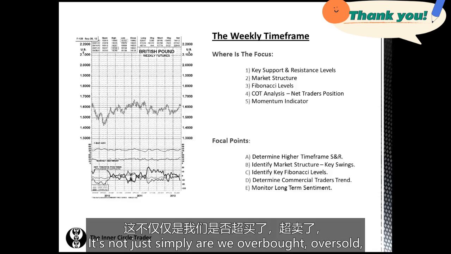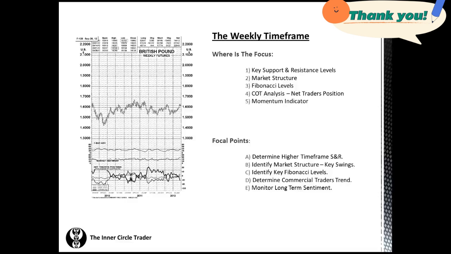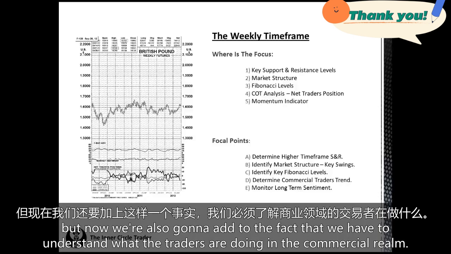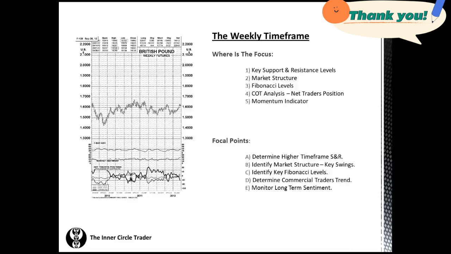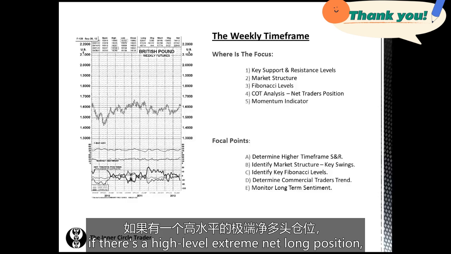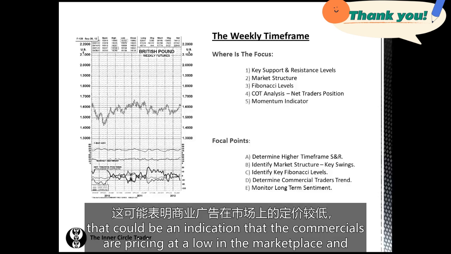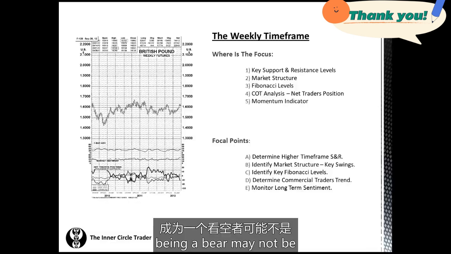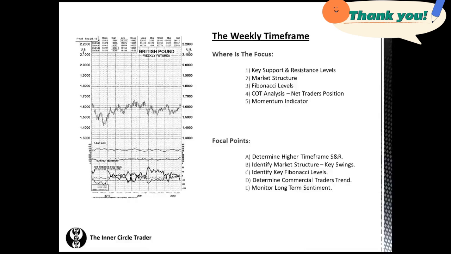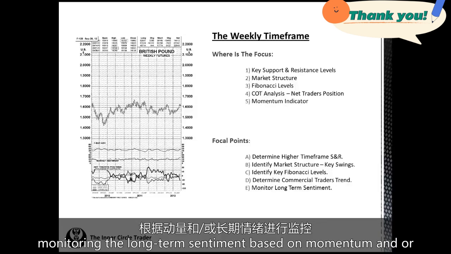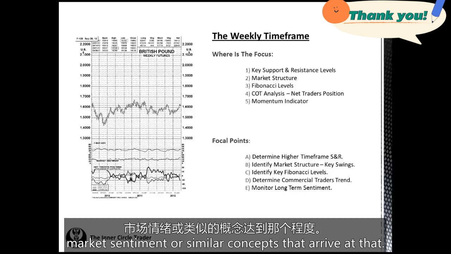It's not just simply are we overbought, oversold, and are we trending higher or lower, but we're also going to add to the fact that we have to understand what the traders are doing in the commercial realm. Just because the market has been in a downtrend, if there's a high level extreme net long position, that could be an indication that the commercials are pricing at a low in the marketplace, and being a bear may not be advantageous for you, and vice versa. Looking for, and obviously, much like we did on the monthly, monitoring the long-term sentiment based on momentum and/or market sentiment or similar concepts that arrive at that.